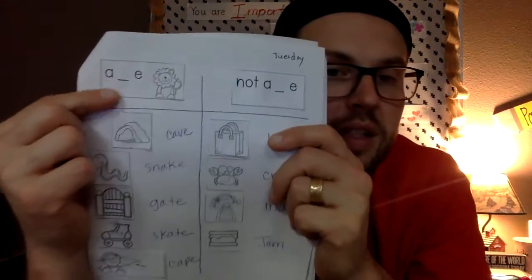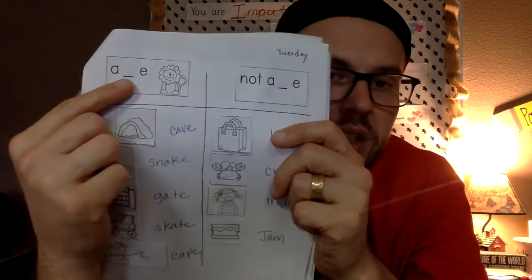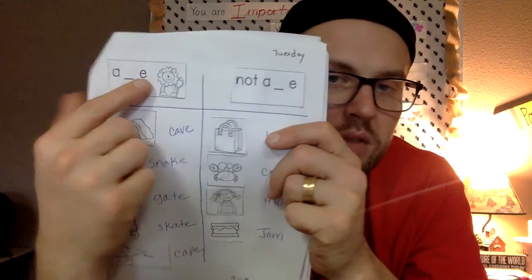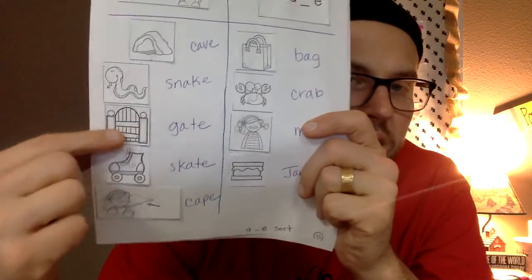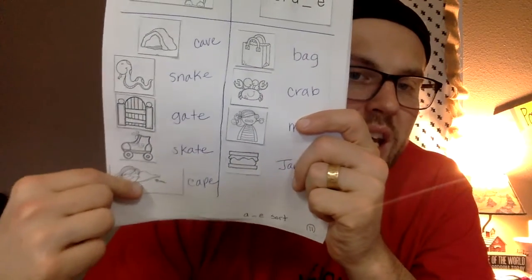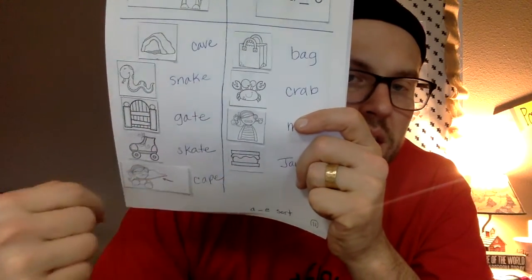On the next page, you're going to pull that page out. So pull out page 10, and there's a whole bunch of different pictures. There's a cave, a snake, a gate, a crab, a girl with steam coming out of her ears, a bag, and then there's these two little things here that say A_E and not A_E. So this is powerful E. It has a powerful E. It does not have a powerful E. So cave, snake, gate, skate, cave. They all have a powerful E. If you look, they all have an E at the end of the word.